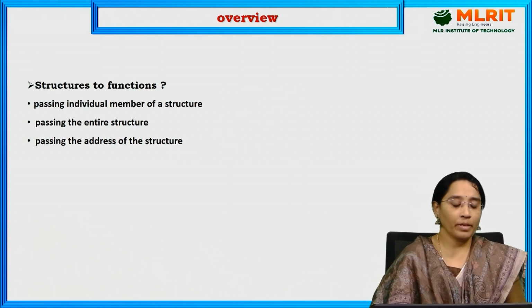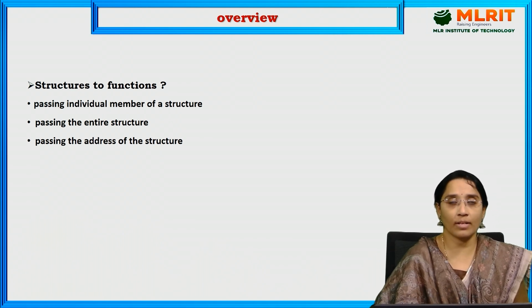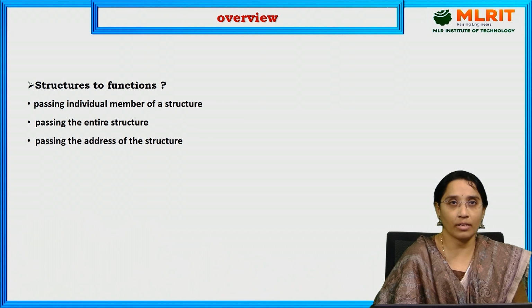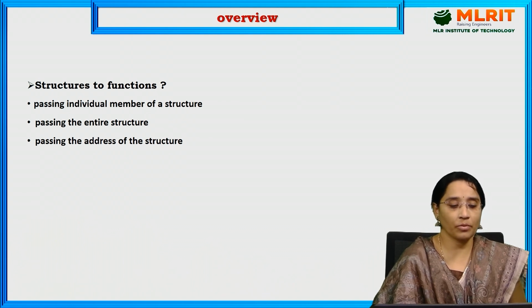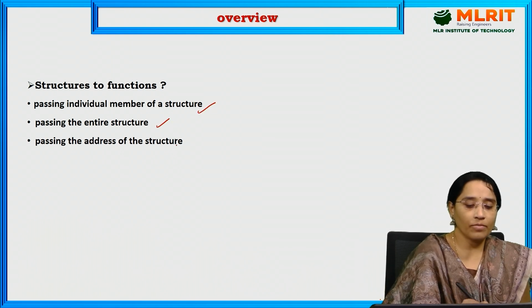So, the topic I am going to discuss. In the last session, we have seen declaration, initialization, accessing, nested structures, array of structures, how to declare a structure, and what are self-referential structures. In this session, we will see what are structures to function. There are three categories of structures to function.